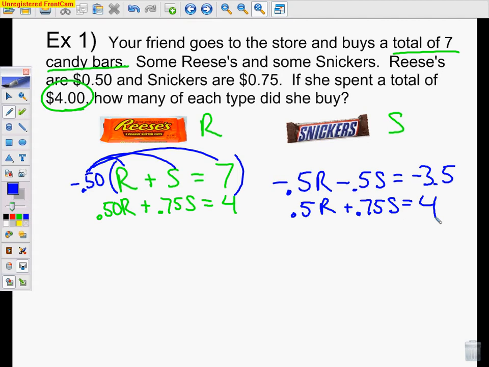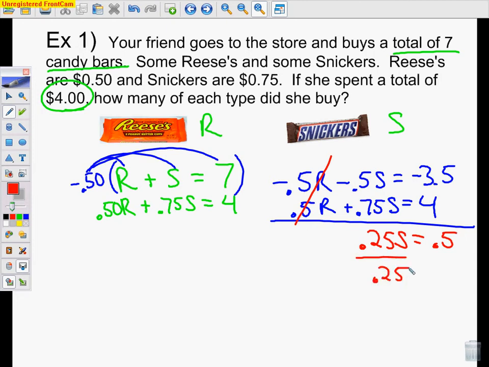All right. Now something will eliminate. Let's go ahead and add down. The negative 0.5R and the positive 0.5R cancel, leaving you with 0.25S on the left equals 0.5 on the right. How do you solve for S from there? Divide by 0.25 on both sides. And you get S, the number of Snickers, equals 2.